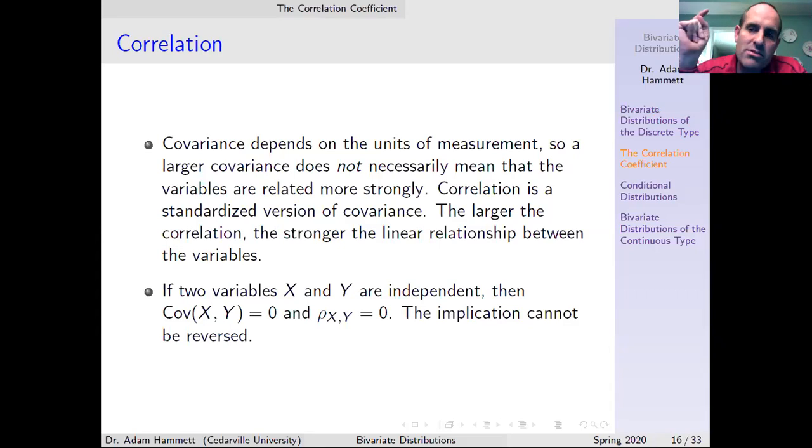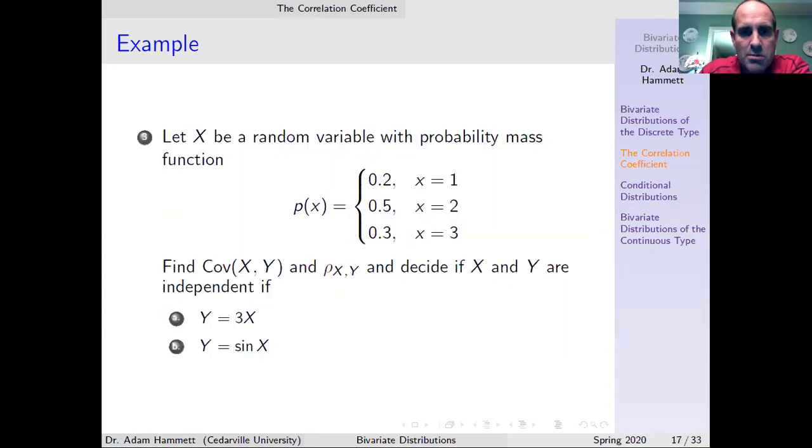Once again, you would have to go all the way down to the probability mass function level and check that the joint probability mass function of any outcome pair xy was equal to the product of the respective marginals to have independence there. Okay, I think that's all I'm going to do right now.